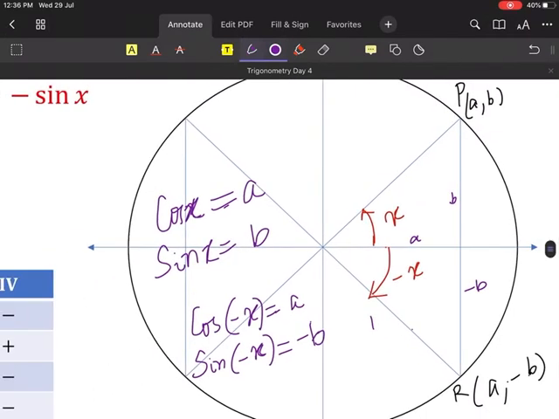So can you see here, cos of minus x is equal to cos x. Why? Because both are a. Cos of minus x is cos x, and sine of minus x is b. Can I write this as minus sin x? Sin x is b, so in place of b I am writing sin x, so it is minus sin x. Am I clear, everyone? Yes or no?